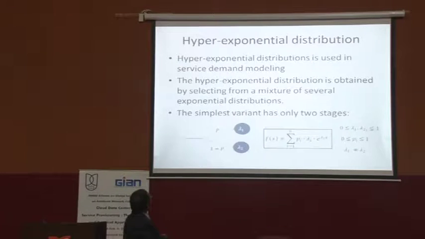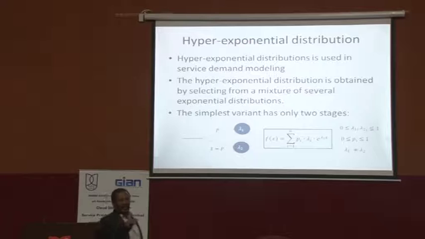The other one is the hyper-exponential distribution. This is what most of us use to model the service demand of a job. It gives you a better representation of real-life scenarios because of that heavy-tail distribution of jobs.